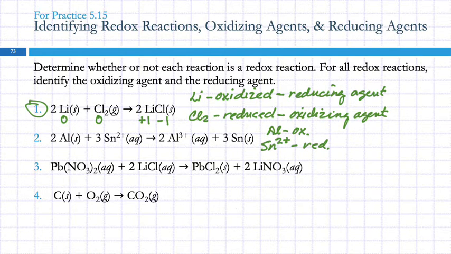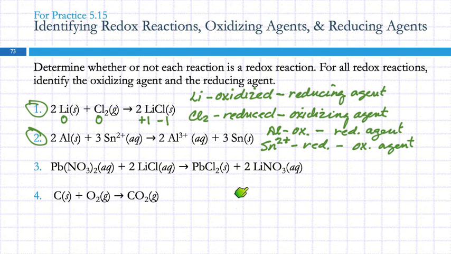So if aluminum is being oxidized, what kind of an agent is it? It's a reducing agent. And tin being reduced is an oxidizing agent. Okay? So let's just make sure that we can do oxidized and reduced. And then if you get a question where you have to do the agent, just switch them. Okay? So that one was also a redox reaction.